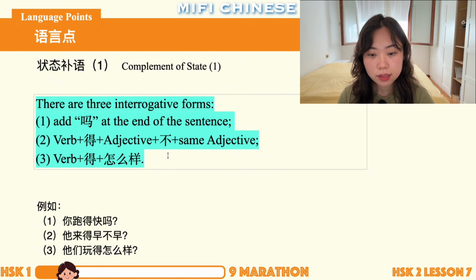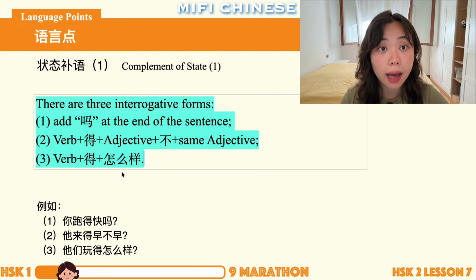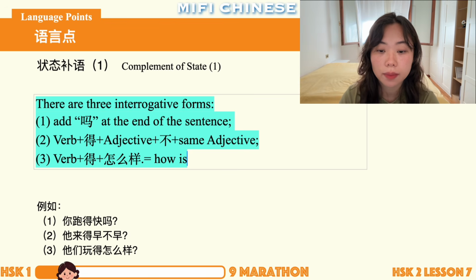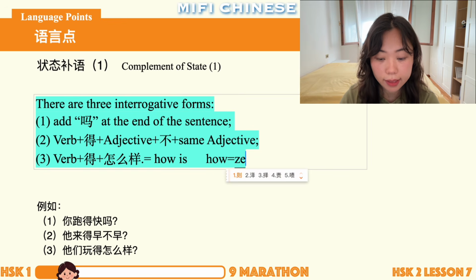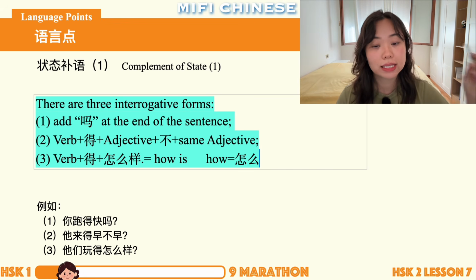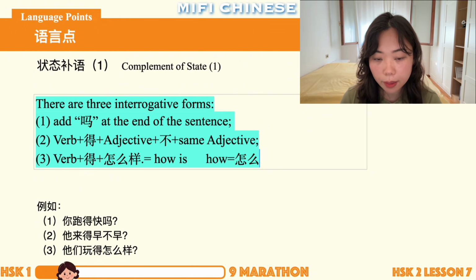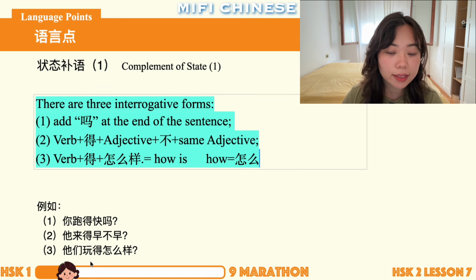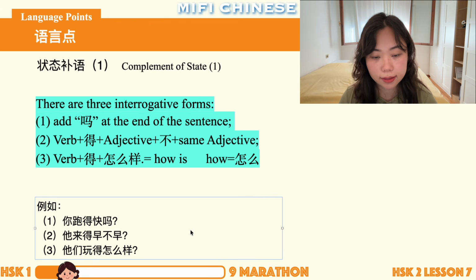Okay, third one, you just add the plus 怎么样? What does 怎么样 mean? How is something, right? You're asking about a description of something. If you just have how, then it's 怎么, right? 怎么, how to do something. 怎么, for example, 怎么做, how to do. 怎么样, how is. Okay, for example, you say 他们玩得怎么样? So here you're not saying 他们玩得好吗 or 他们玩得不好吗? You're simply asking how is it? You're expecting an answer with a description. 他们玩得怎么样? All right? Okay, very good. So that is how we use the.